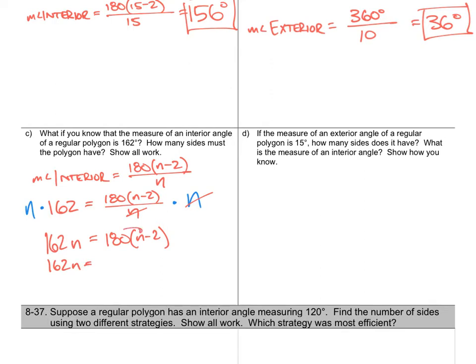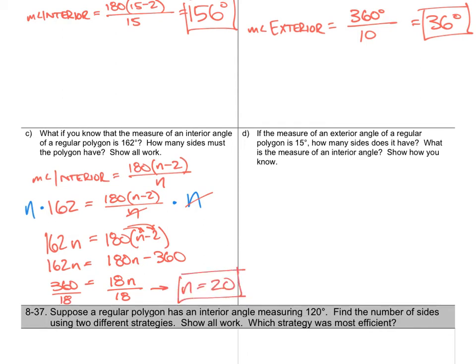Let's distribute. 180 times 2 is 360. Let's go ahead and do a little bit of algebra. Let's add 360 to both sides. Subtract 162n from both sides. And I have 360 equals 18n. Divide both sides by 18. And I get n equals 20. So we just found out how to determine the number of sides in a regular polygon if we're told what the measure of each interior angle is.